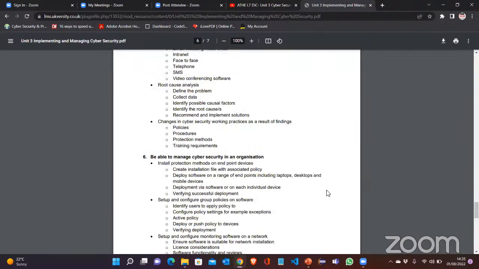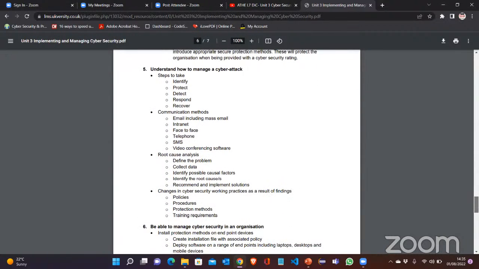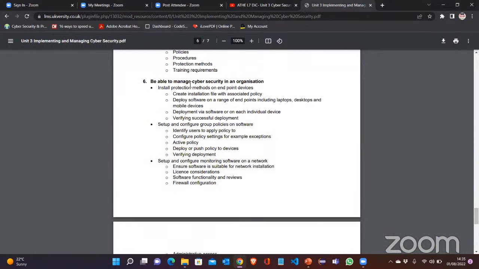And then we'll have two more classes where we'll understand how to manage a cyber attack and be able to manage cybersecurity in the organization.